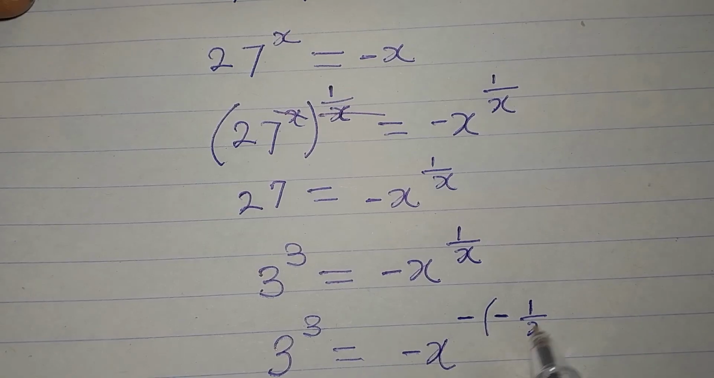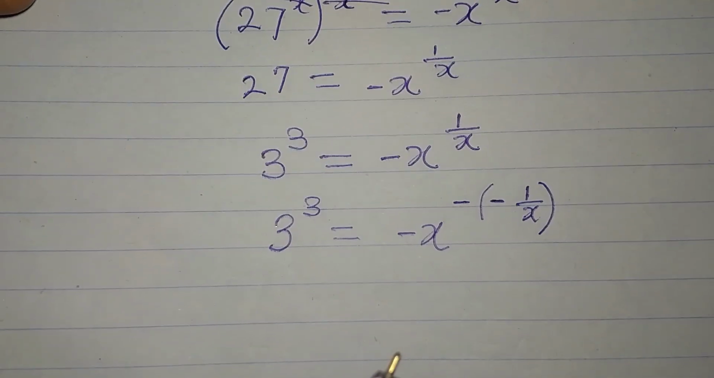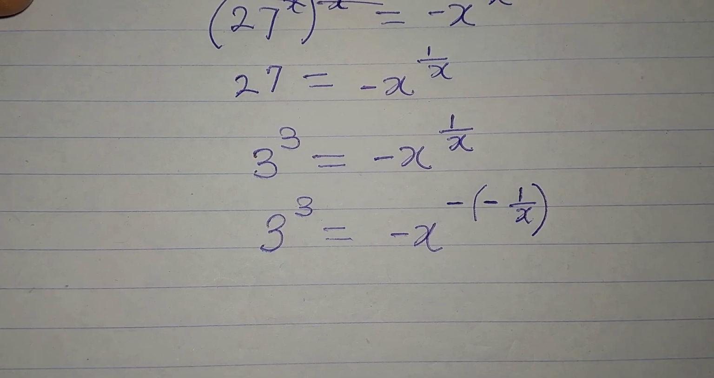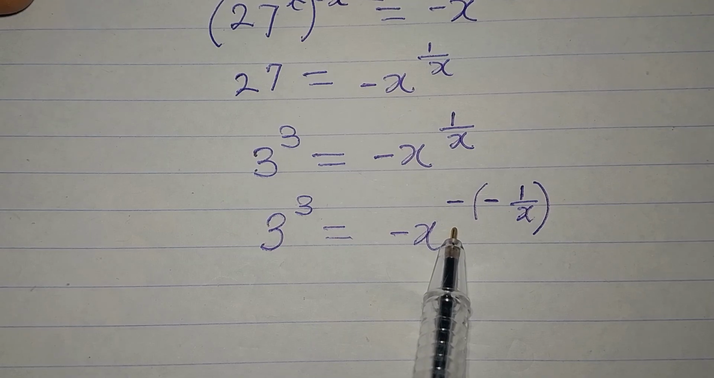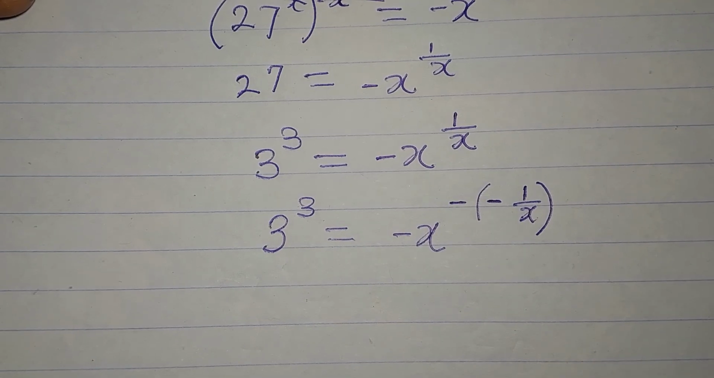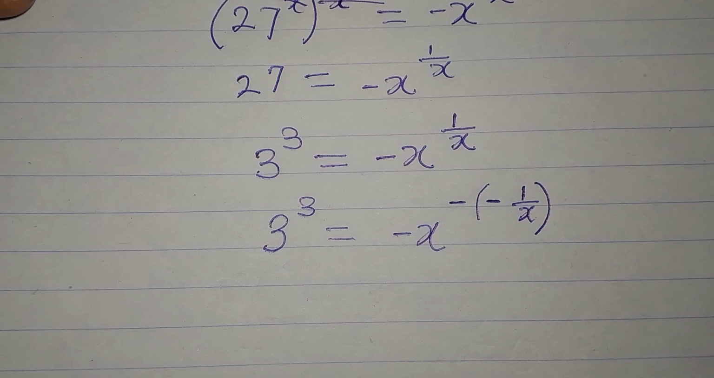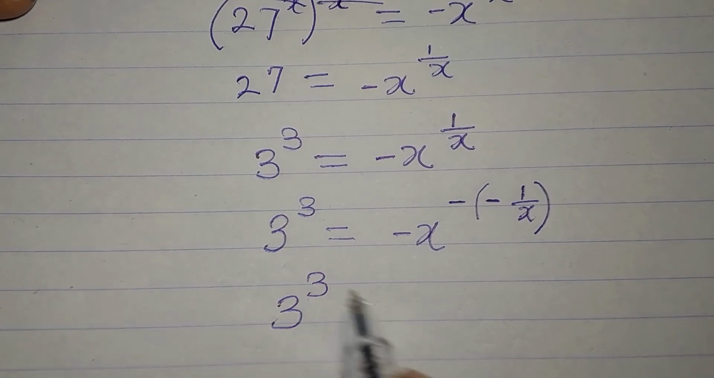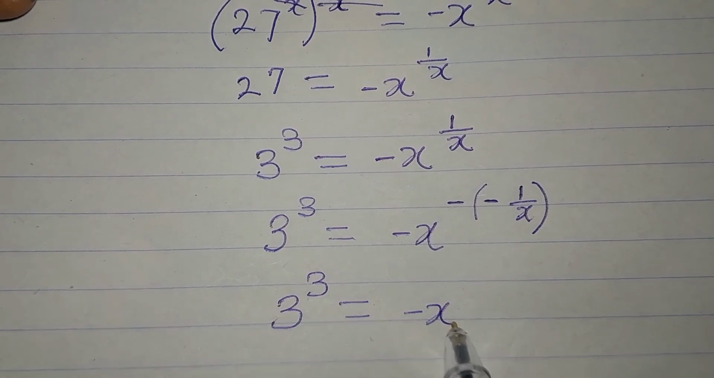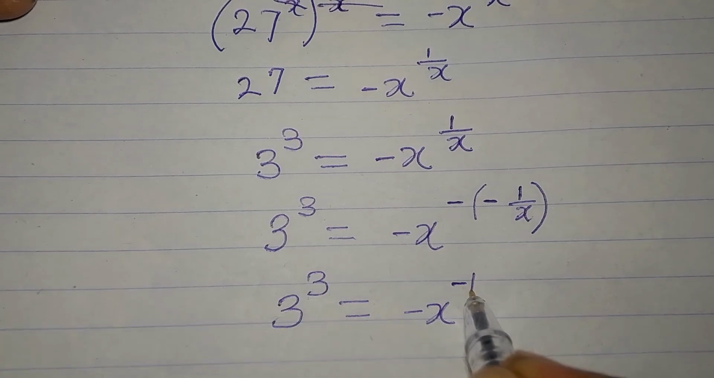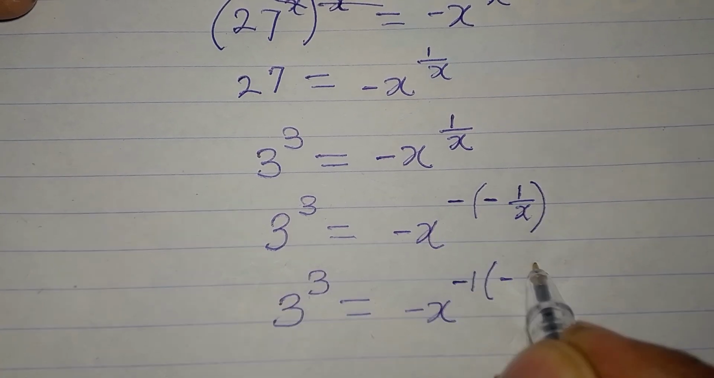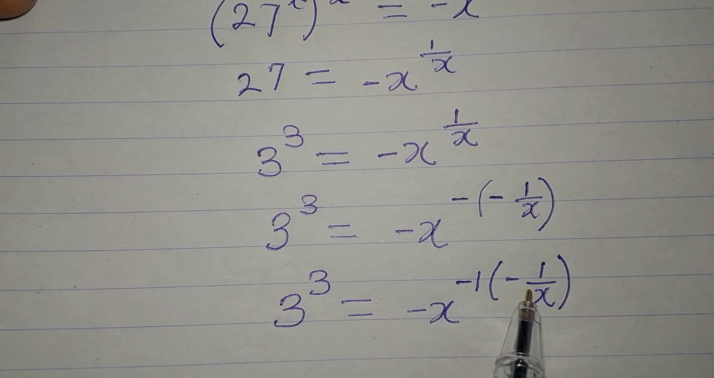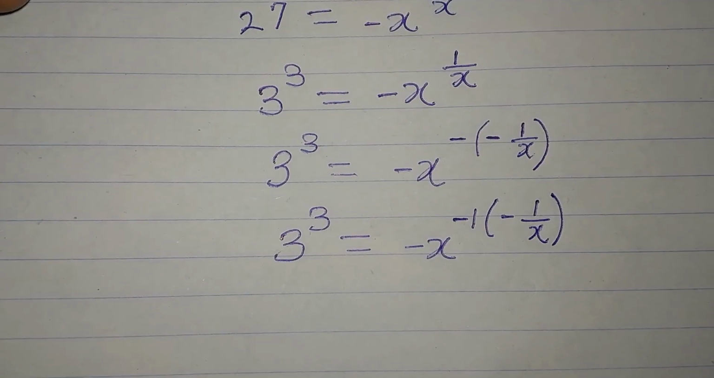1 over x. Now, what I'm doing is a form of manipulation to make sure that we have the same numbers here. Minus will still give us positive, so I have not changed anything. In fact, I can write this as 3 to the power of 3 being equal to minus x to the power of negative 1 into minus 1 over x, because minus 1 times what we have there will not change anything.